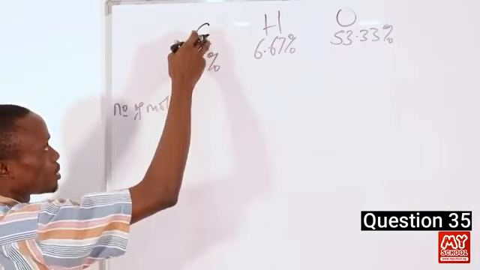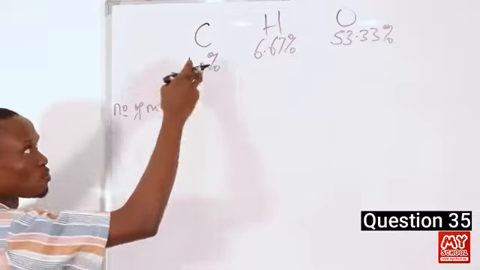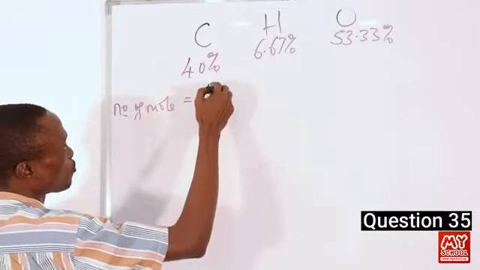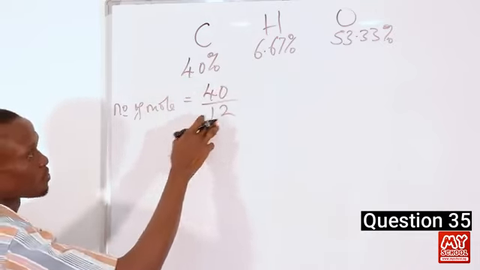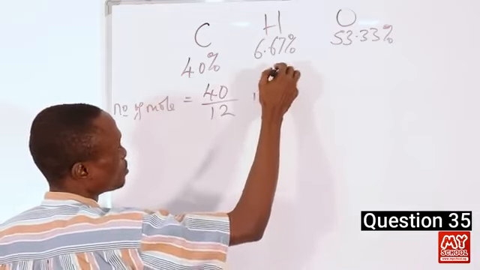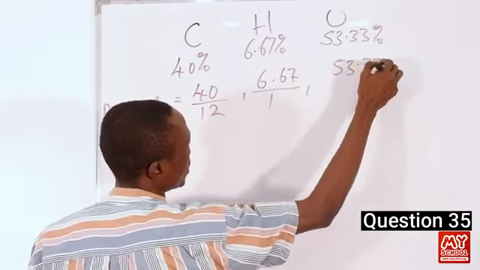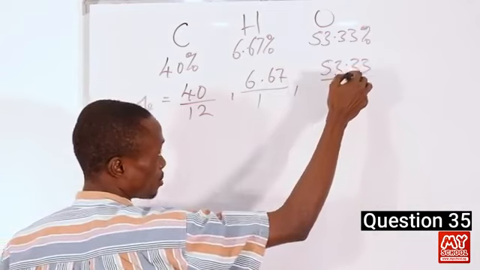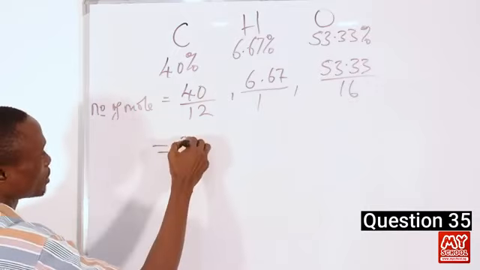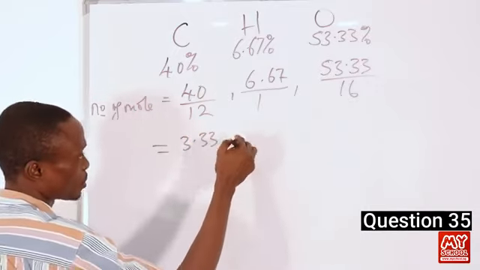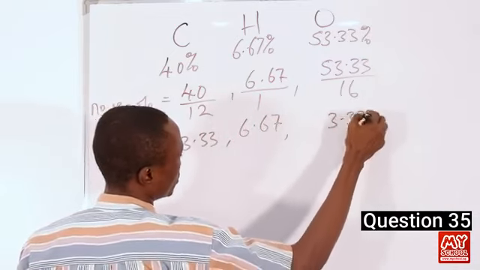To calculate the number of moles, we have to divide this mass by the atomic masses of each of the elements. So for carbon, 40, we are going to be dividing by 12 because the atomic mass of carbon is 12, while for hydrogen is 1, so we are going to be dividing 6.67 by 1. Then for oxygen is 16, so we are going to be dividing 53.33 by 16. This will give us 3.33 approximately, this will give us 6.67, and this will also give us 3.33 approximately.